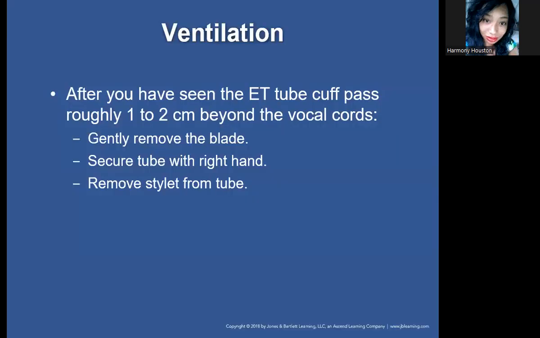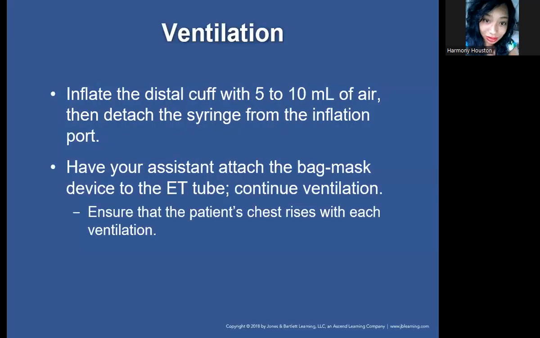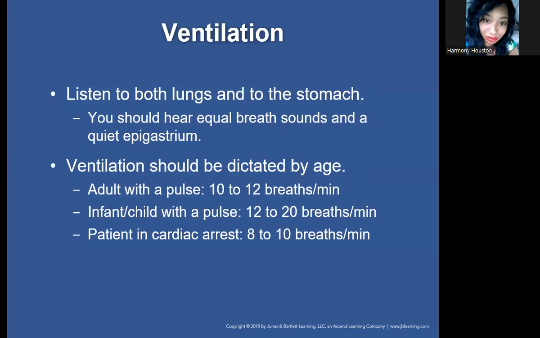Ventilation. I don't think that bears beating on. Ventilation, for an adult, needs to be 10 to 12 breaths a minute. Child, 12 to 20 breaths. Patient in cardiac arrest, 8 to 10 breaths. So that's about a breath every 6 seconds. Make sure you have equal chest rise and a quiet epigastrium, checking for the ease of ventilation. Remember, if you ain't got a seal, you ain't got no airway. You got no airway, you got no patient.